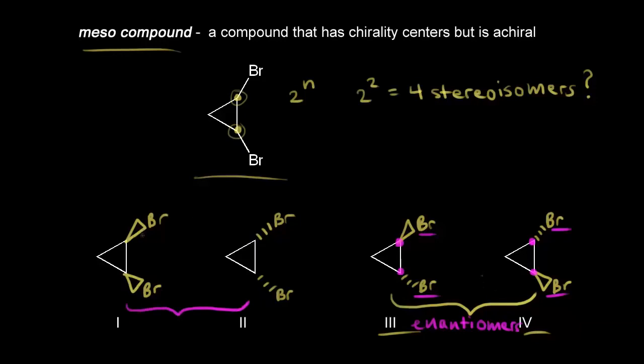Well, at first we might say, oh, those are enantiomers, because here we have a wedge, and then over here we have a dash, and here we have a wedge, and here we have a dash. So that should be the opposite configuration at both chirality centers. So those might be enantiomers. But let's go to the video to see if that's true.